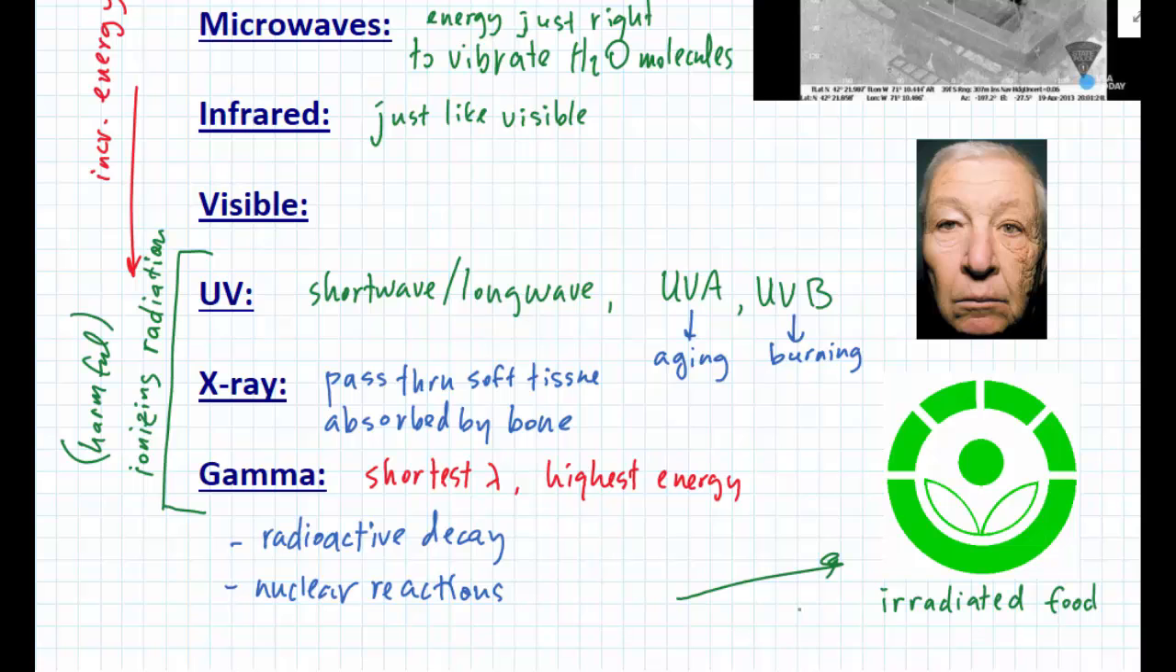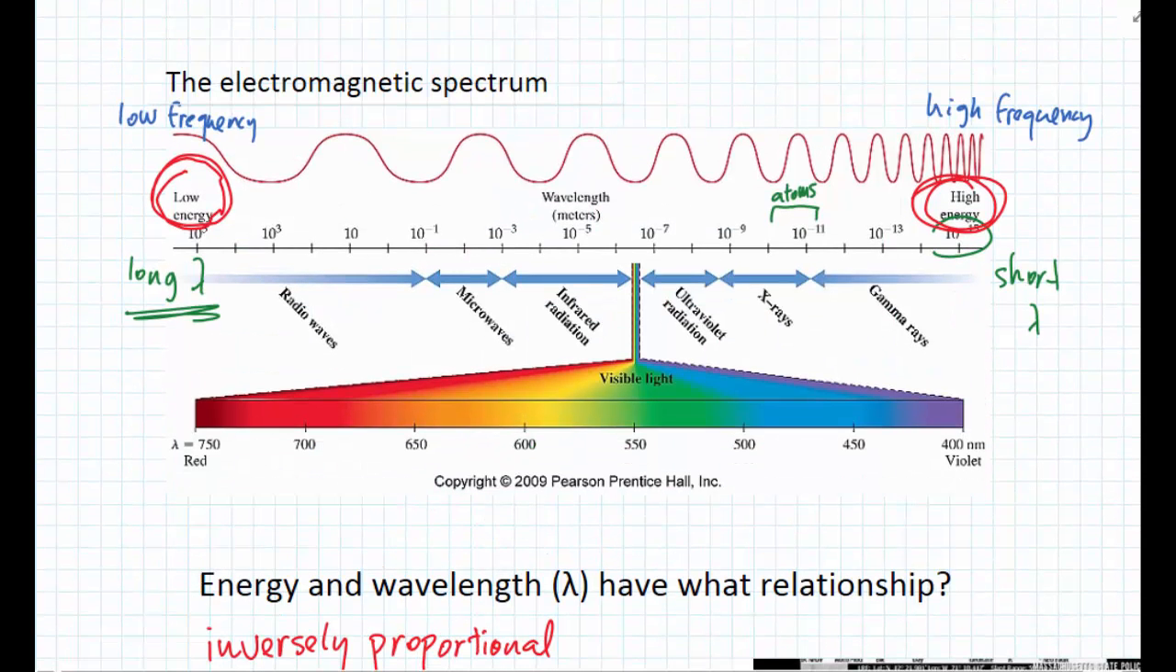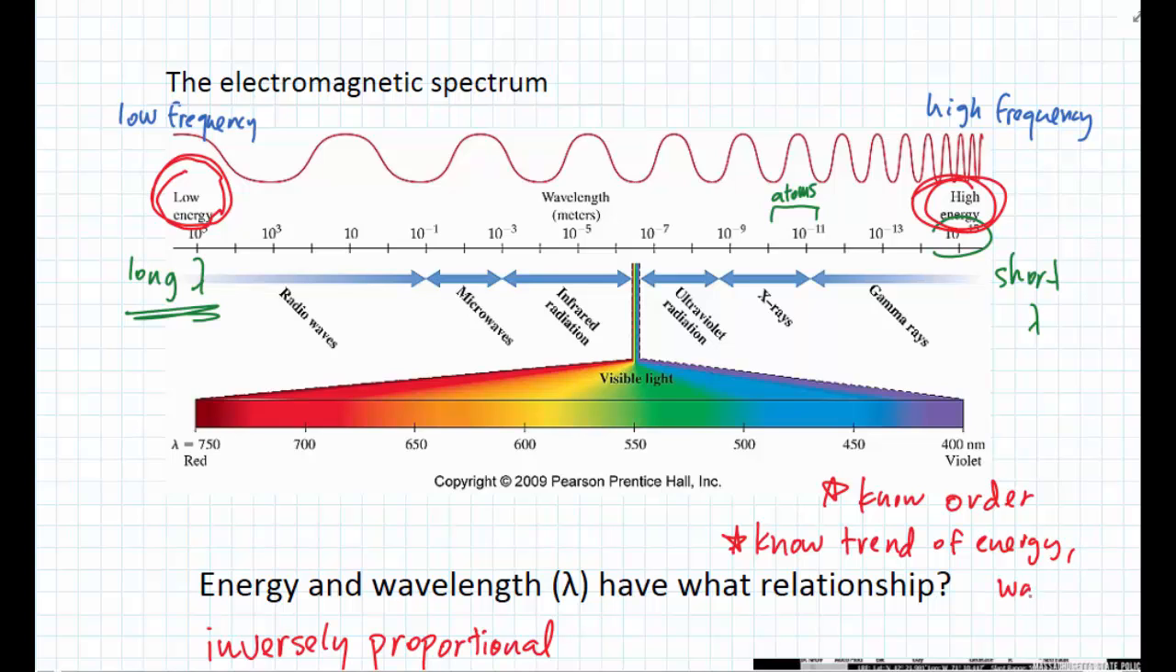So we just went through all of these. I told you a little something interesting about each of them. What I expect you to know for these is their order. Let's just write it right here. You don't need to memorize any numbers, but know sort of what order they go in. And then know the trends of energy and of wavelength.